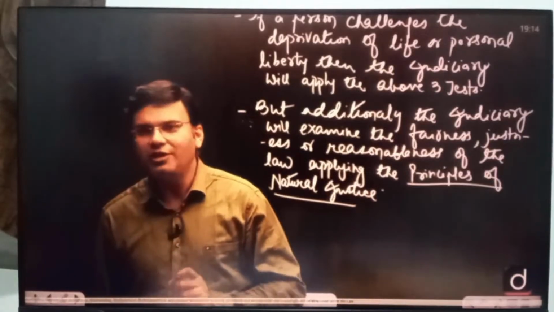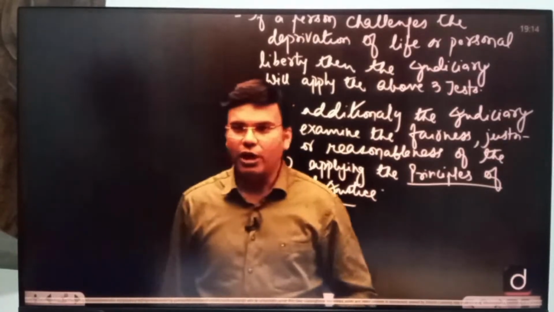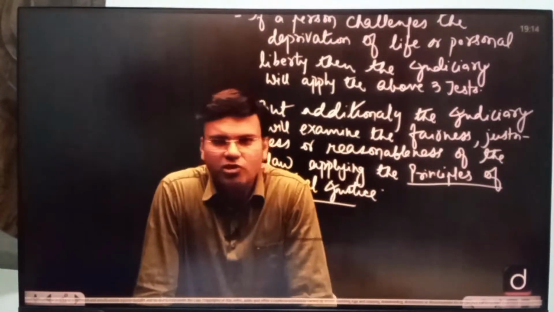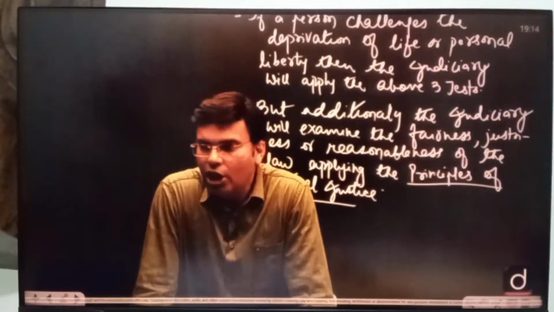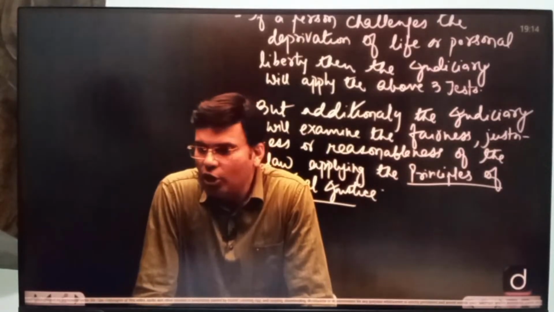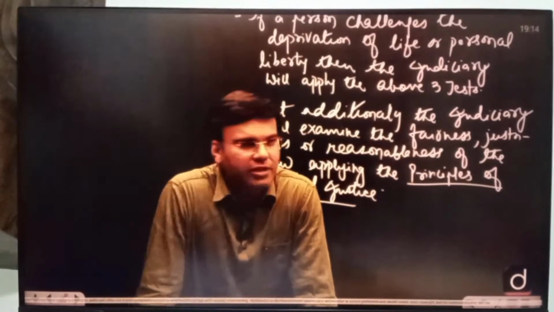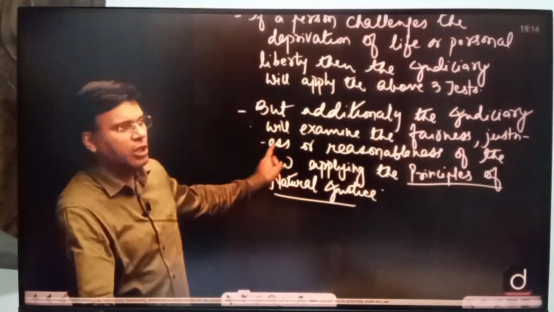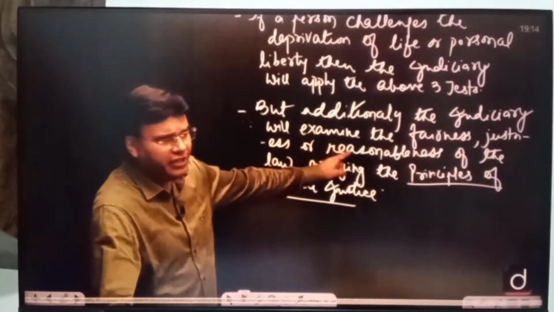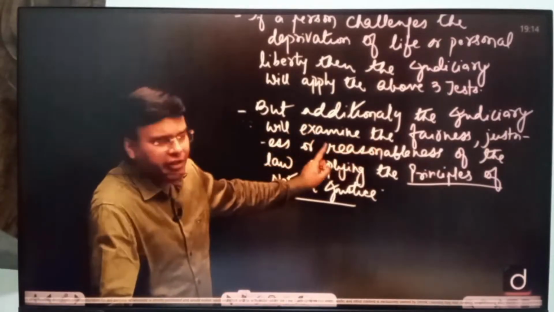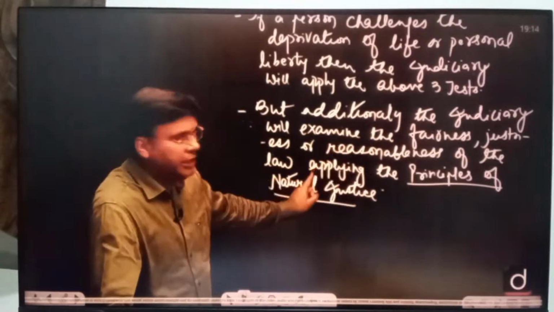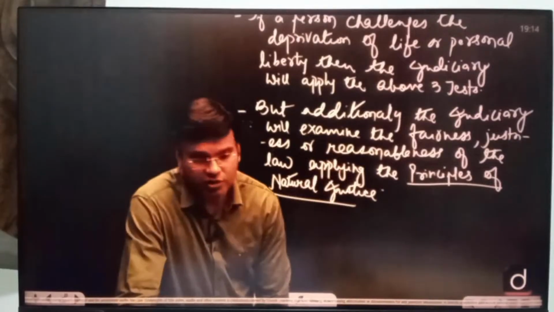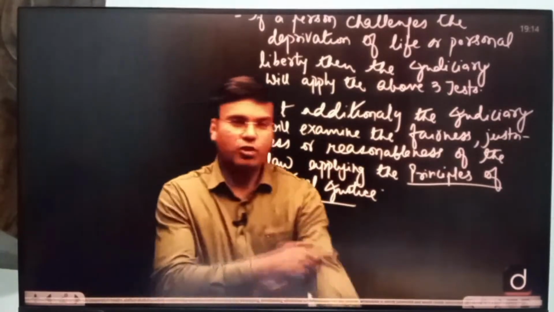So that is why we say that in our country, if a law which is depriving somebody of their life or personal liberty is challenged in the court of law, then the court will examine the law not only on the above 3 principles which apply in the procedure established by law, but the court will actually invoke the additional principle to check the fairness, justness or reasonableness of the law, implying the principles of natural justice. Now that is what we understand with the doctrine of procedure established by law.